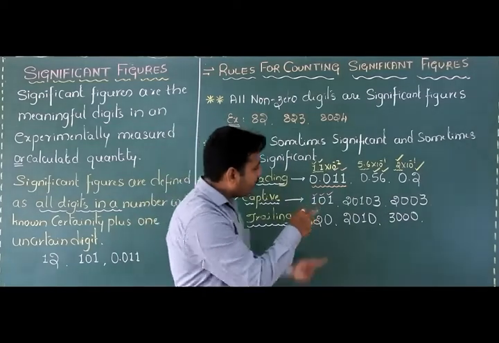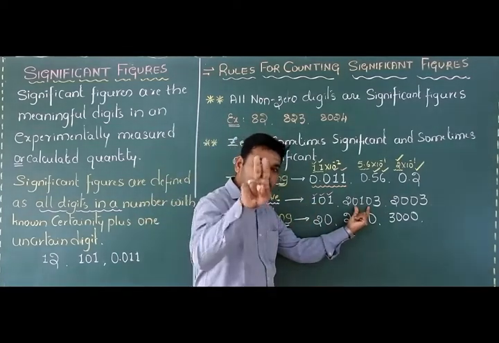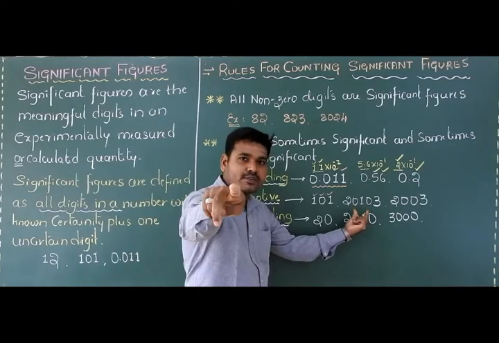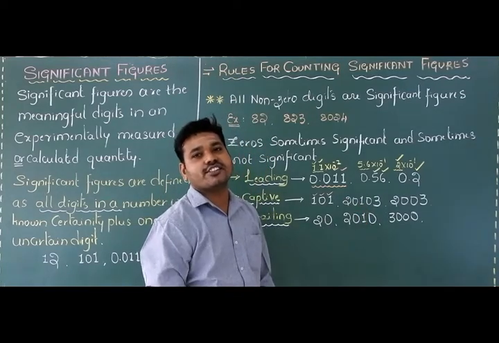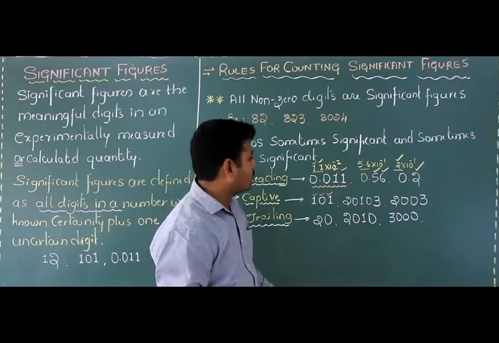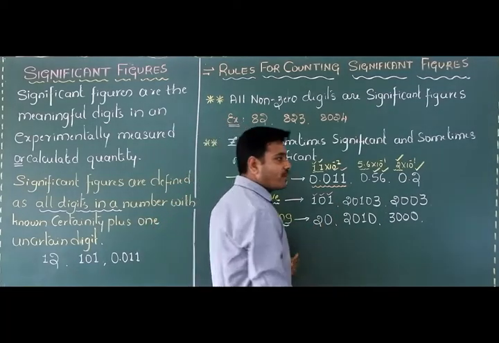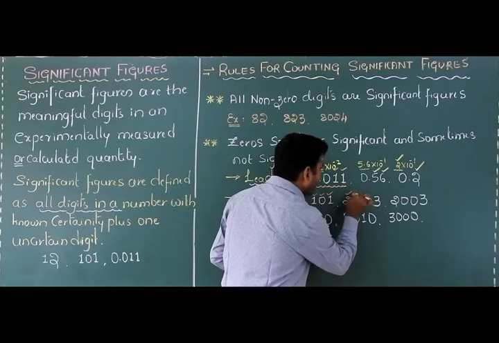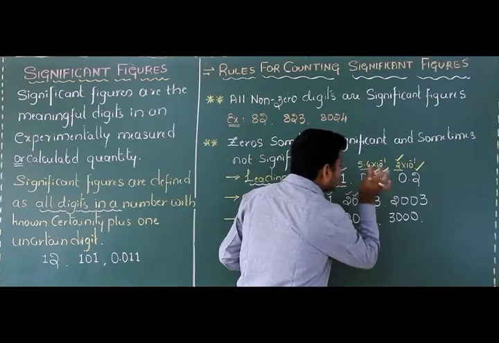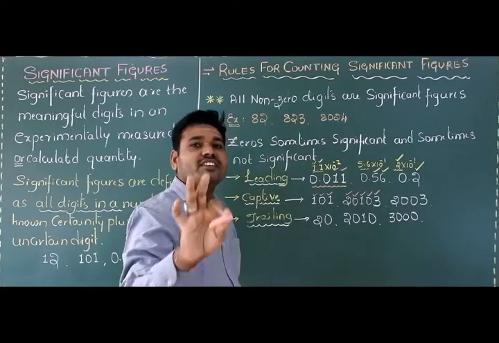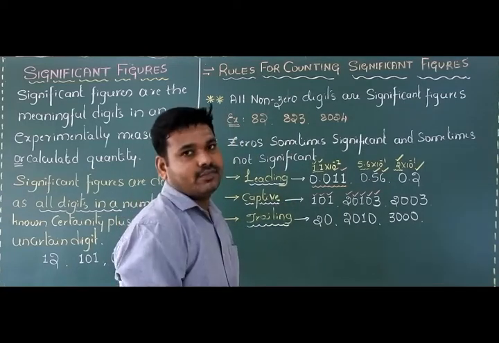And in this given number also two zeros are present, and both the zeros are called captive zeros, and both the zeros are counted as significant figures, students. Tell me, students, how many significant figures are present here? 1, 2, 3, 4, 5. So this number has 5 significant figures in it.